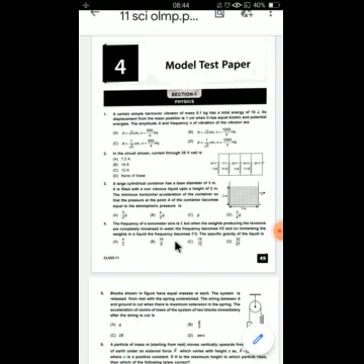The frequency becomes F by 2, and on immersing the weight in a liquid, the frequency becomes F by 3. Okay, the specific gravity of the liquid will be: option A, 4 by 3; option B, 16 by 9; option C, 15 by 12; or D, 32 by 7.